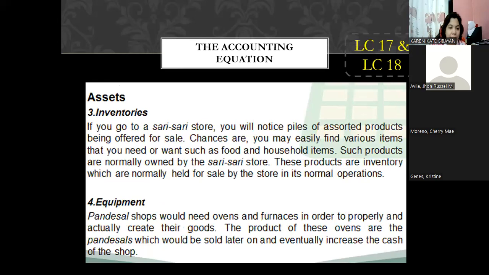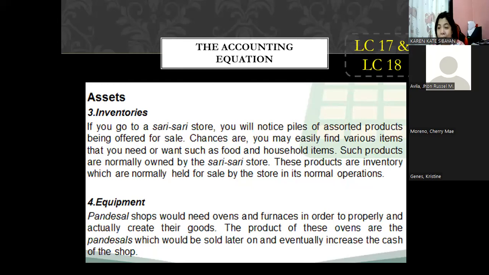Next is assets. Another asset is the inventories. If you go to a sari-sari store, you will notice piles of assorted products being offered for sale. So chances are you may easily find various items that you need or want, such as food and household items. Such products are normally owned by the sari-sari store, and these products are inventory, which are normally held for sale by the store in its normal operation.